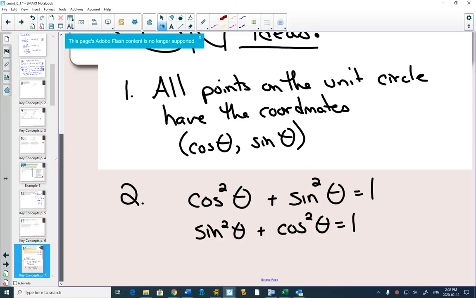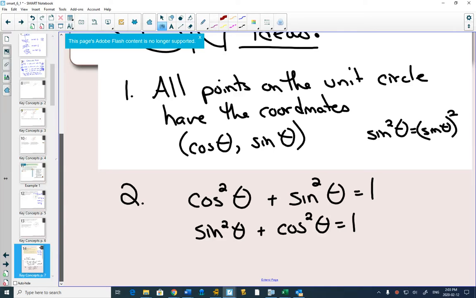Okay, sine squared plus cos squared equals 1. Now in math, when we square a trig function, we put the 2 in between cos and the angle. This means the whole thing squared. But it happens so much in math that mathematicians are like, oh, I hate writing all these brackets. Why don't we take the bracket away?